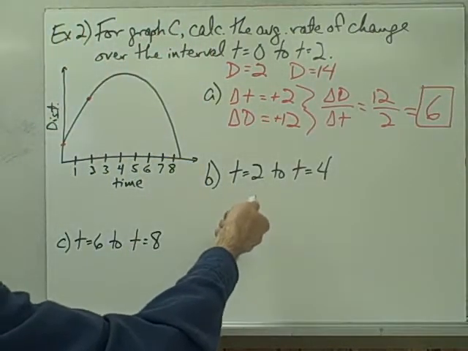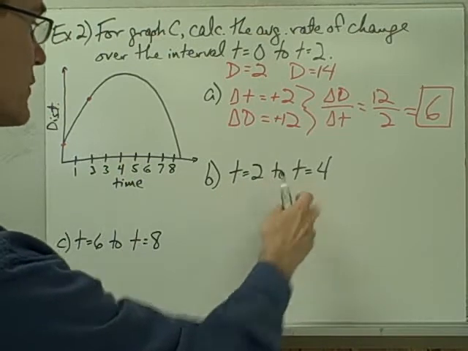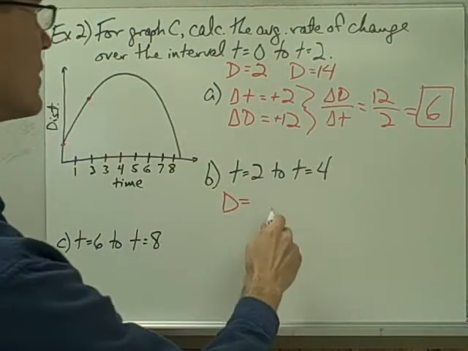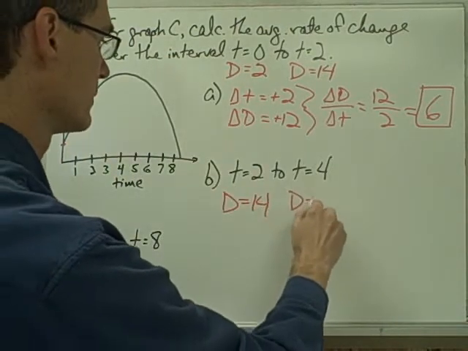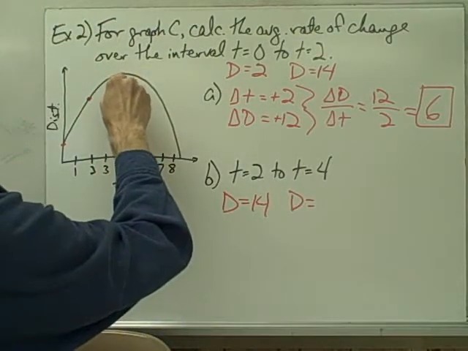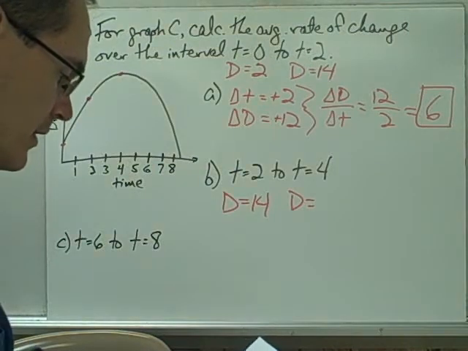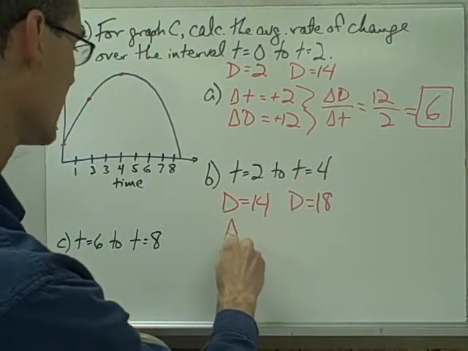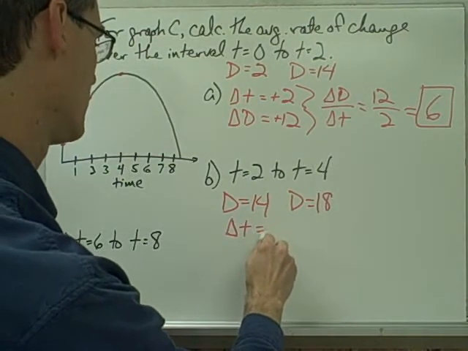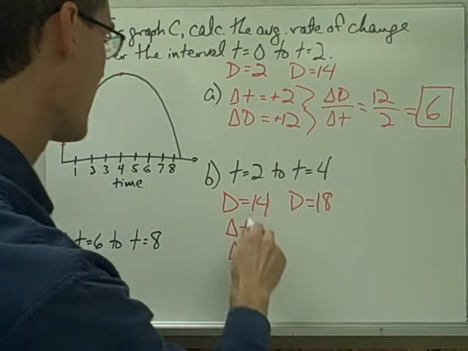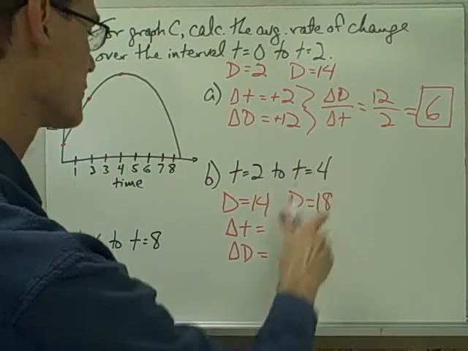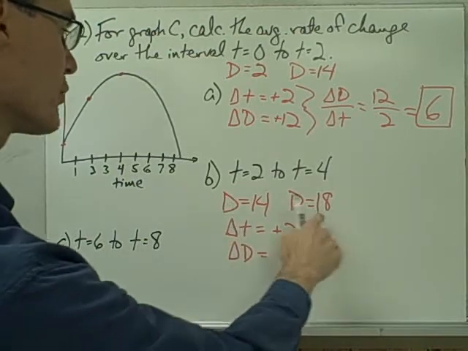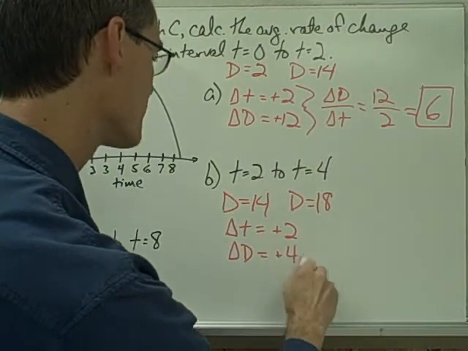All right, let's calculate the average rate of change over a different interval, t equals 2 to t equals 4. So for t equals 2, my value of d is 14. For t equals 4, my value of d is, let's see, 18. Read that off the graph. Now I can calculate delta t and delta d. My delta t goes from t equals 2 to t equals 4, so that's a change of positive 2. My d value goes from 14 to 18, so that's a change of positive 4.